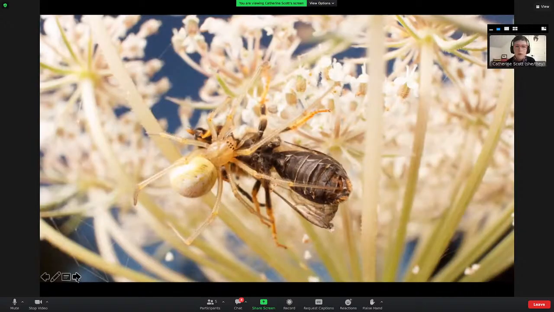So this is just an example. This one was on Queen Anne's lace, but same idea. The spider was lurking under the flowers. When this wasp came by to feed, the spider rushed out and grabbed it. And this was during the day, so they do capture lots of day-flying insects that visit flowers.